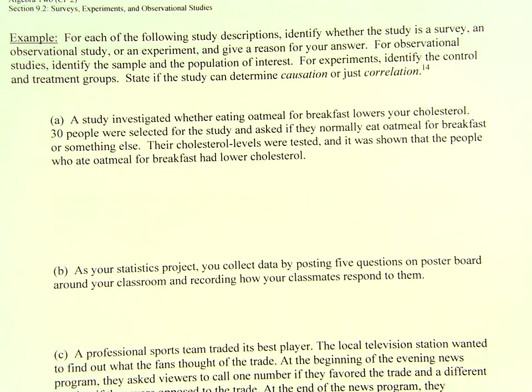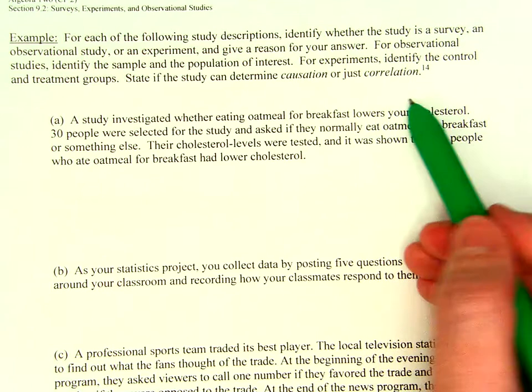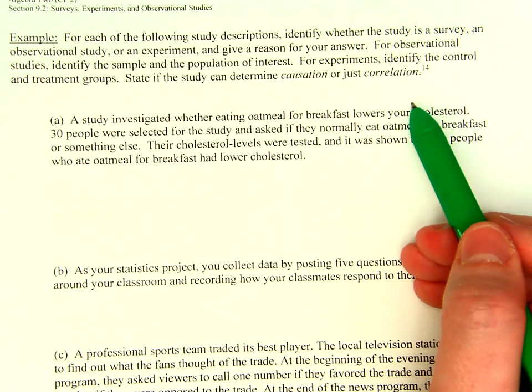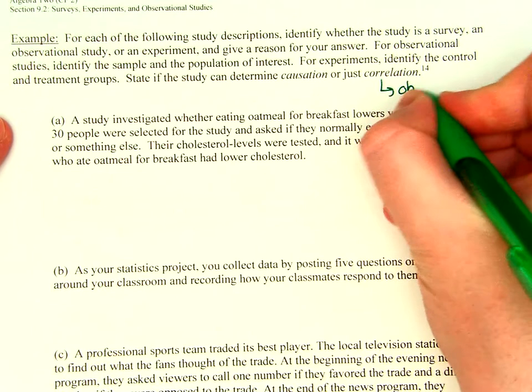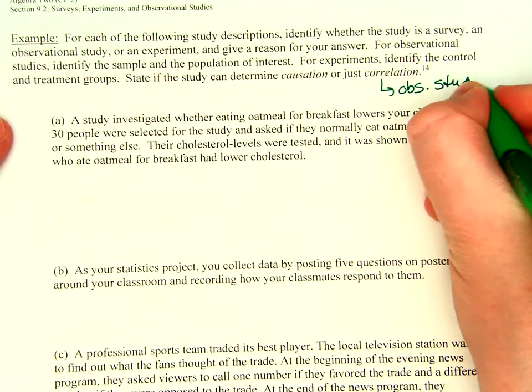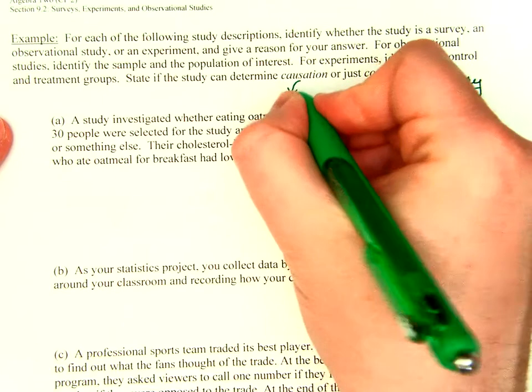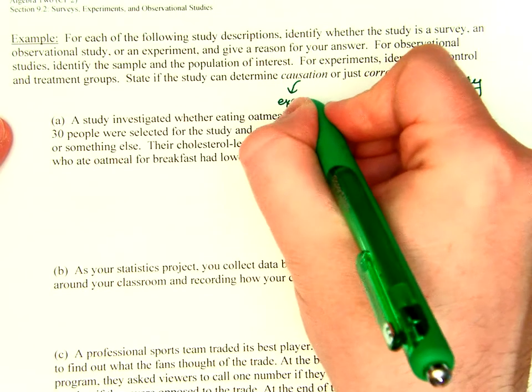Remember, causation means one thing causes something else. Correlation, the two things are just connected. And the way we can tell them apart, correlation is what we can figure out from an observational study. Causation is what we can figure out from an experiment.